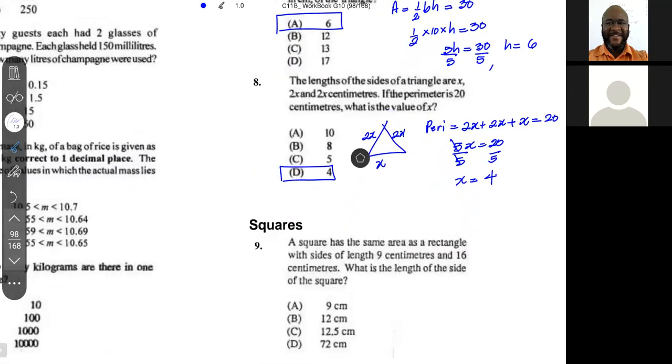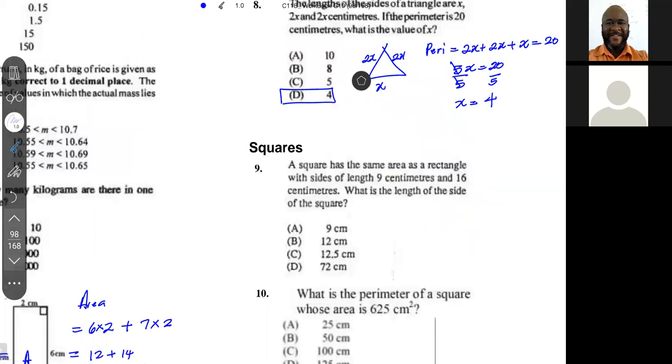Number 9 says a square has the same area as a rectangle with its sides, length 9 centimeters and 16 centimeters. What is the length of one side, the length of the side of the square?